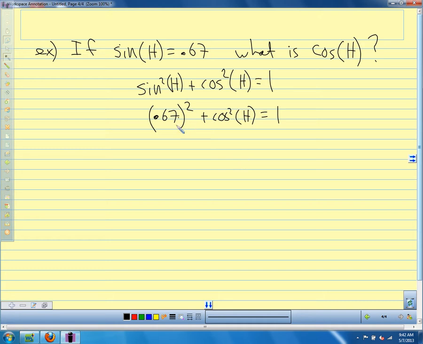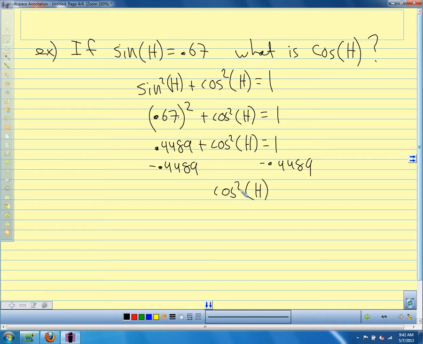So I'm going to plug this in my calculator. 0.67 squared is 0.4489. So 0.4489 plus cosine squared h equals 1. I want to figure out cosine h, so I have to get this cosine squared h by itself. So subtract 0.4489. And I get cosine squared h equals 1 minus 0.4489, which is 0.5511.